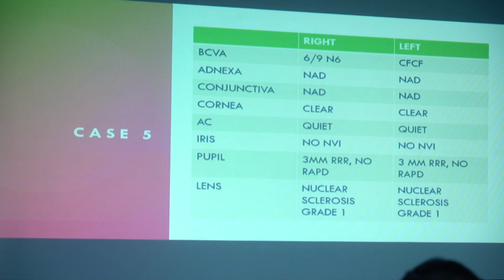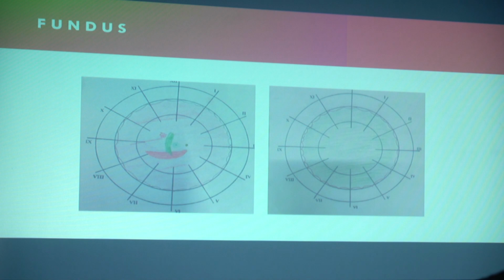In my fifth case, left eye PCVA was only counting fingers close to face, and the rest everything was almost okay. This was the fundus photo which we took in the OPD, and there was subhyaloid hemorrhage in the other eye, and dense vitreous hemorrhage in the left eye.